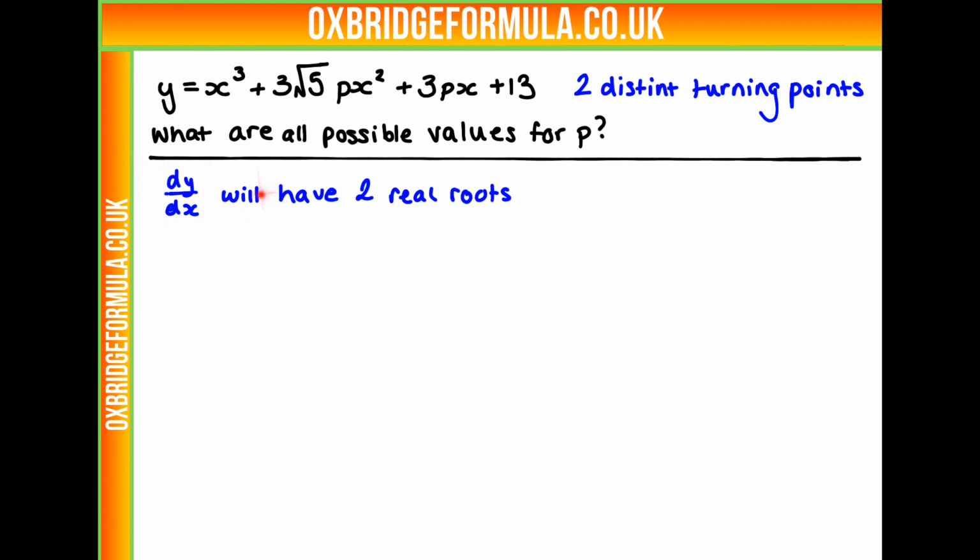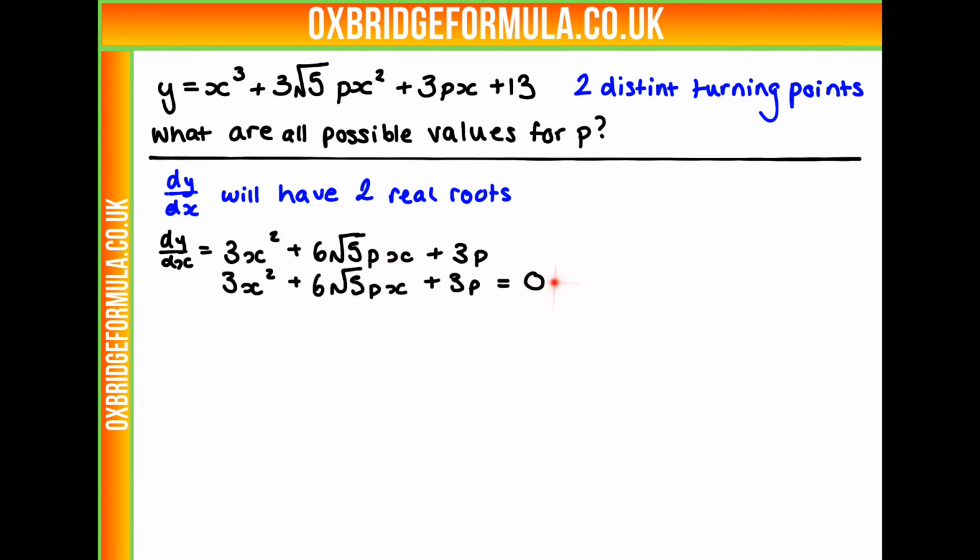Let's find dy dx of this equation here. So take a second to work that out. So we're going to have 3x squared plus 6 root 5 px plus 3p. All we're doing is timesing our coefficient by our power and then decreasing the power by 1. That gives us our equation here. And then we can set this equal to 0, because the turning points are when the gradient is 0.